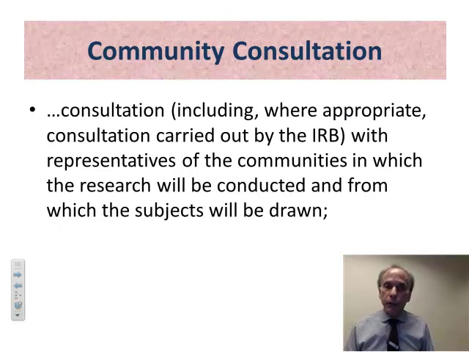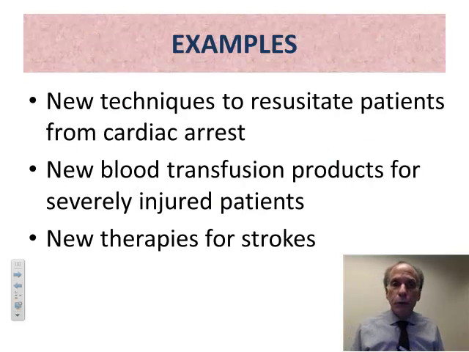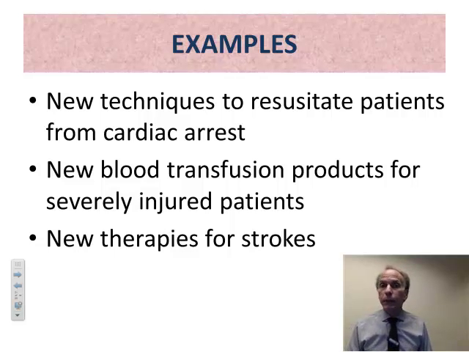Regarding community consultation, the common rule states the following. Consultation, including, where appropriate, consultation carried out by the IRB with representatives of the communities in which the research will be conducted and from which the subjects will be drawn. To be sure, in many instances, it may be difficult to delineate exactly the geographical boundaries of the community or which groups actually comprise the community. Examples of emergency research include new techniques to resuscitate patients from cardiac arrest, new blood transfusion products for severely injured patients, and new therapies for strokes.